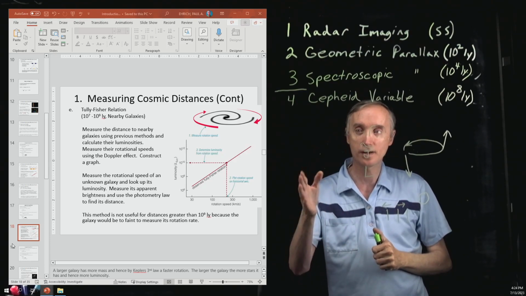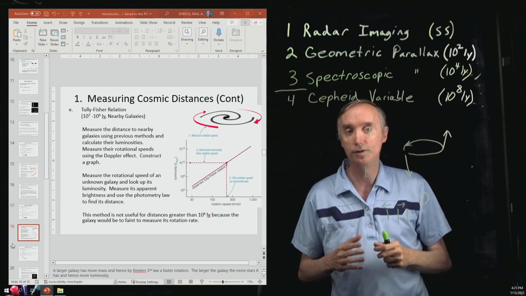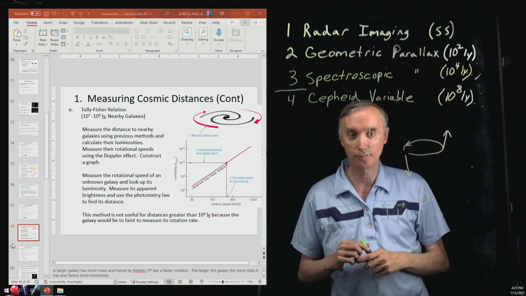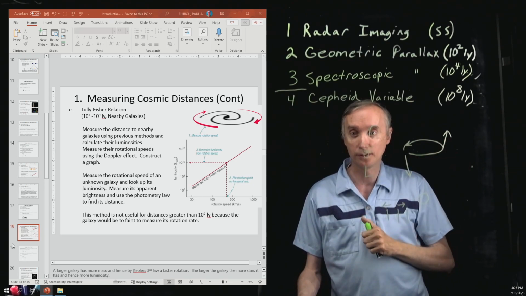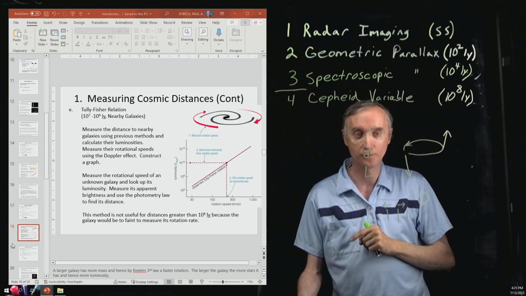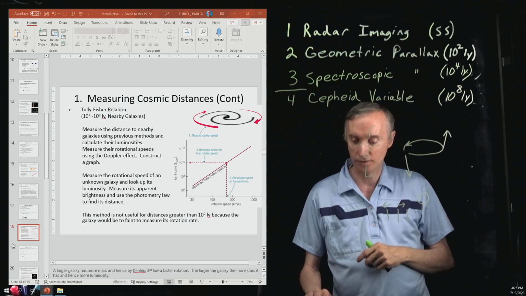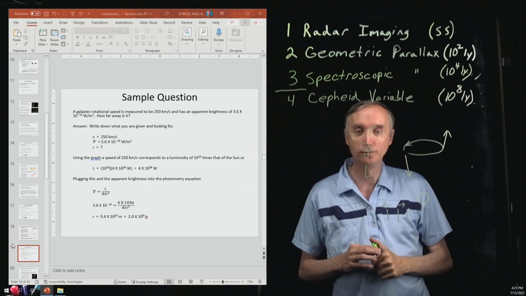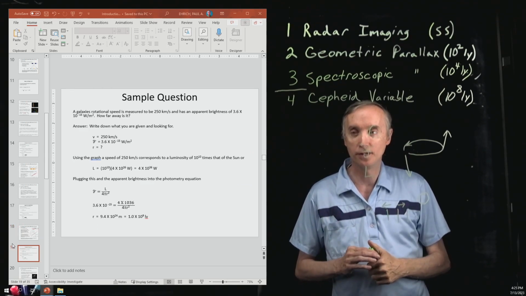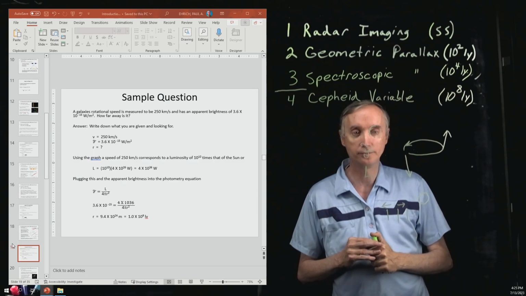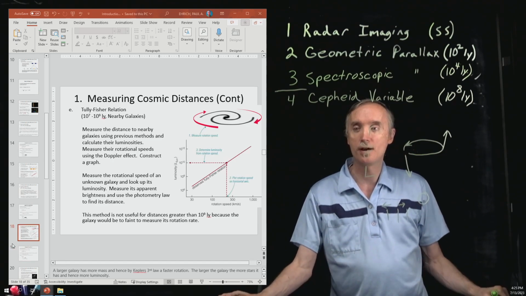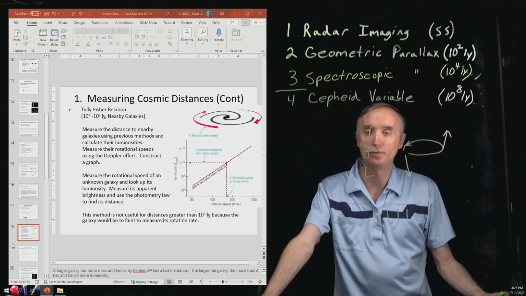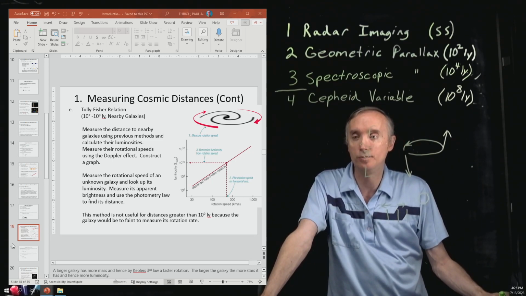And you can see that this technique is good out to 1 billion light years away from Earth. We can measure distances out to 1 billion light years by using this technique. Here is a worked out example of how you would use the formula to do it. This method is not useful for distances greater than 1 billion light years because the galaxy would be too faint to measure its rotation rate.